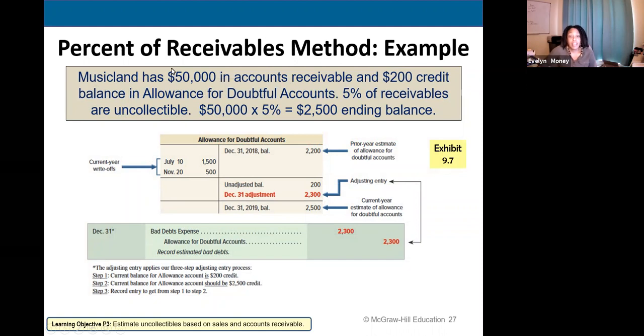So still dealing with Musicland. This time Musicland has $50,000 in accounts receivable and some money already sitting in the allowance for doubtful accounts. So there's a balance here of $200. That's what I'm looking for.